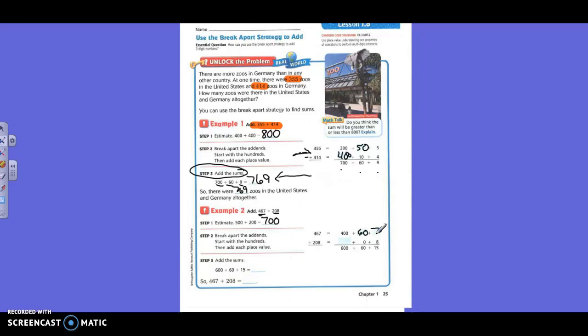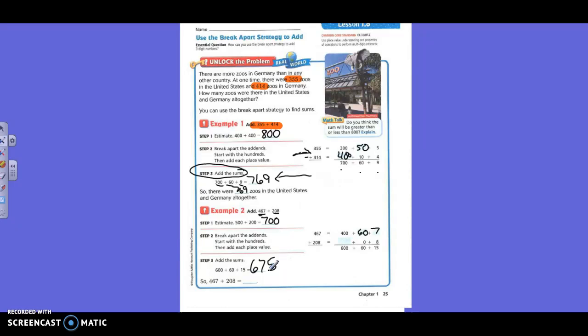Okay, what is 600 plus 60 plus 15? 600 plus 60 is what? 660. Now you're going to add 15 more. What's 10 more than 660, everybody? What is 10 more than 660? 670. Add 5 more to 670. 675. That's what I wrote down.